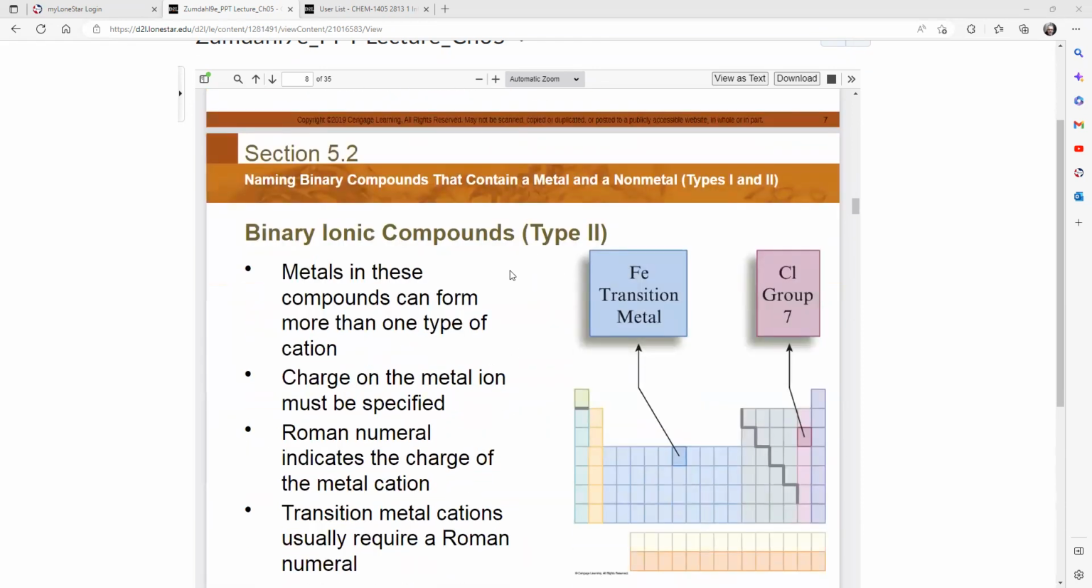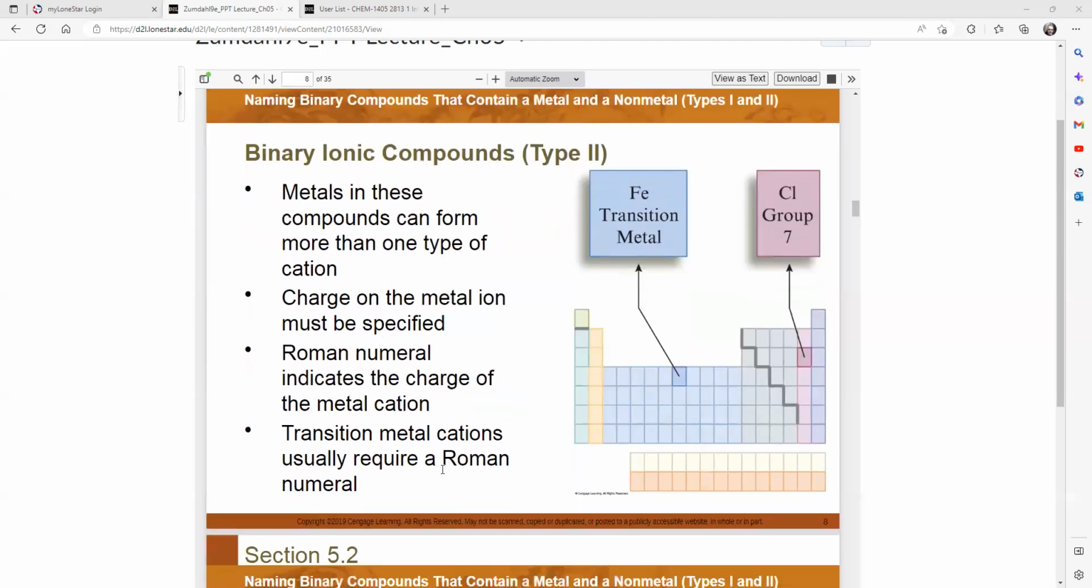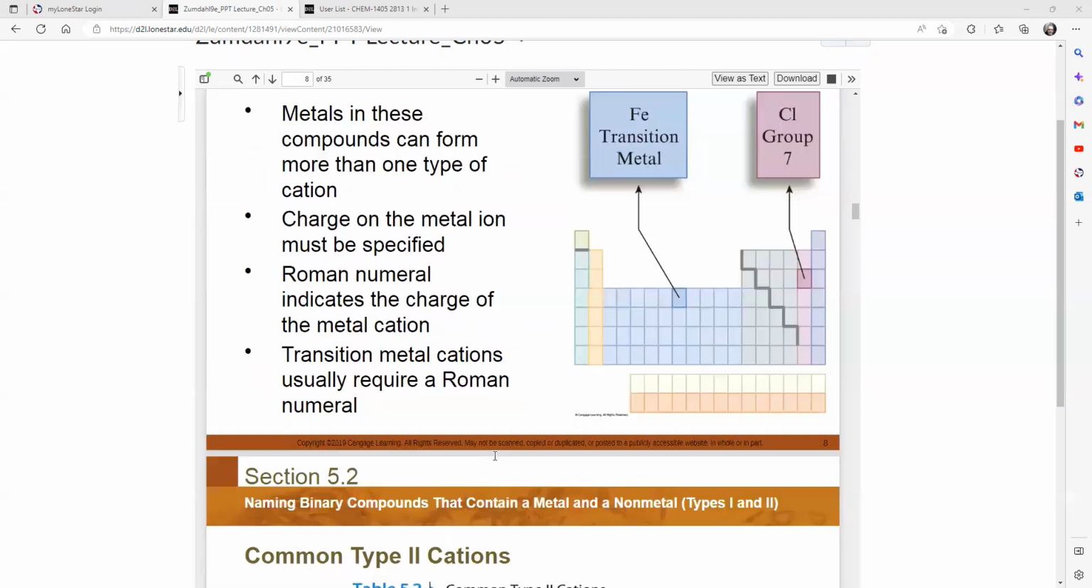Well, let's go to the binary ionic compounds type 2. In this case, we have a metal from the transition elements and an anion from the non-metals. The charge of the metal ion must be specified. So we use a Roman numeral to indicate the charge of the metal cation, and we write it into parentheses. The transition metal cations usually require a Roman numeral.